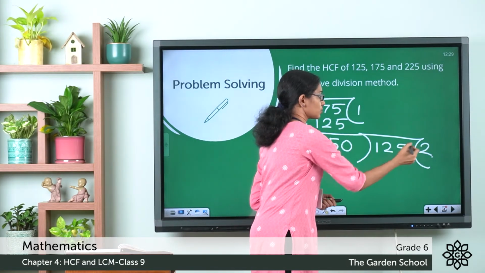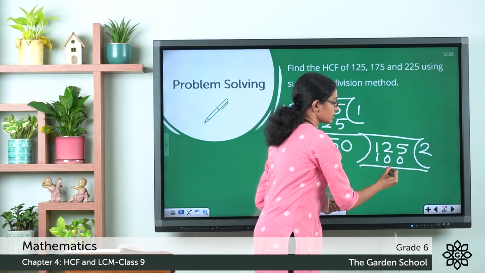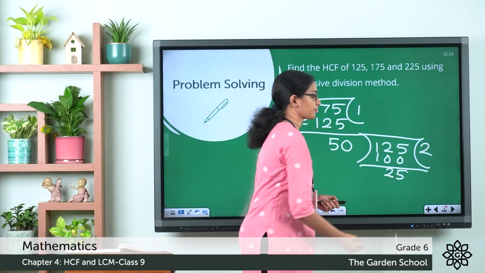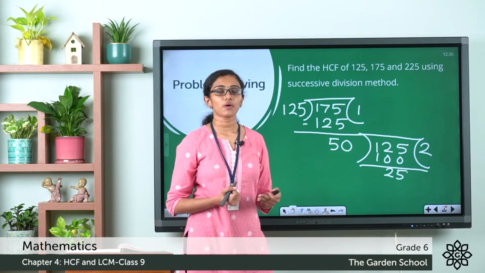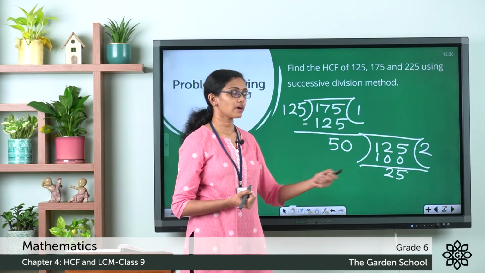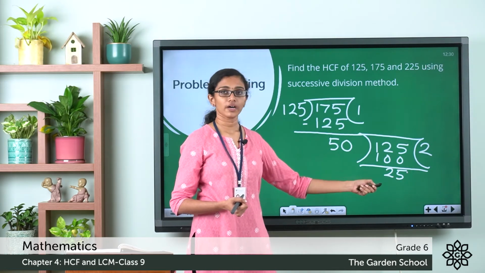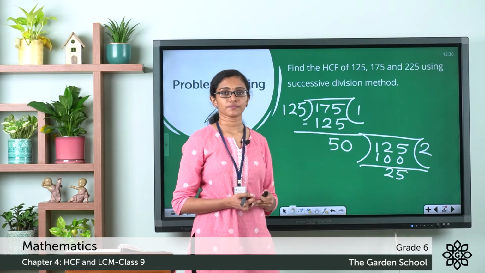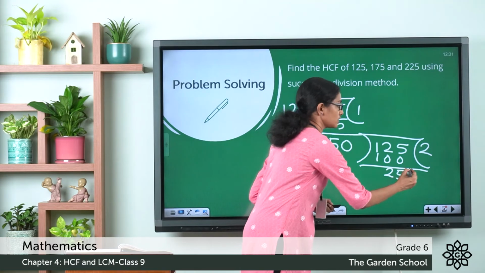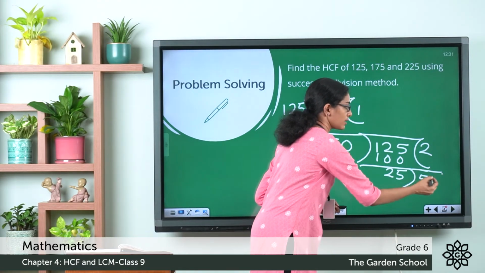Now, 50 into 2 equals 100. We have the difference 25 now. The remainder is still not 0, so we have to keep on dividing. Now this 25 becomes the new divisor. We have to use this difference 25 as the divisor to divide the previous divisor 50. So here this becomes 25 and here it is 50. So this is 50 divided by 25.